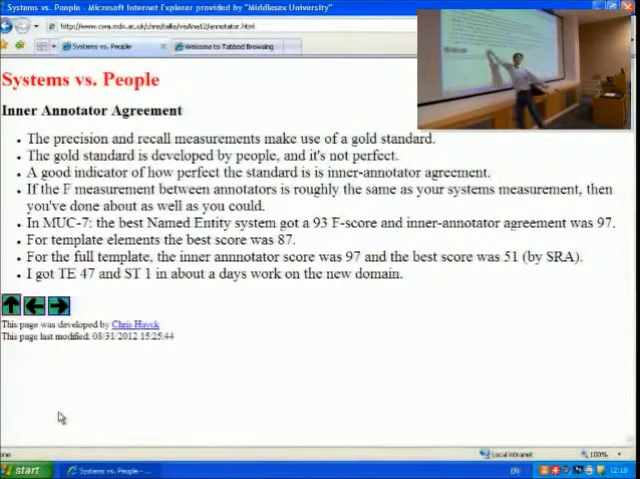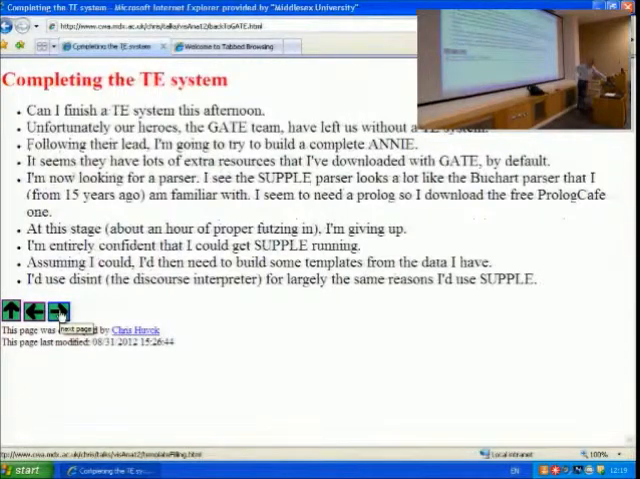I fixed the bug and I got 15%, I think. I had to do it afterwards, though. Okay. Completing the text extraction system. Can I finish a TE system this afternoon? I've already given it away.